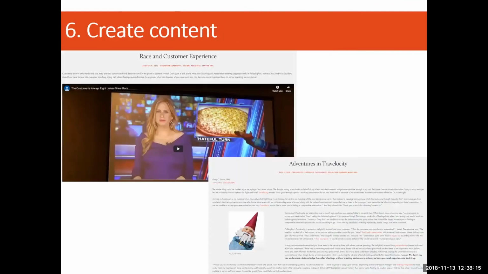Creating content becomes really important as well, because if all we're doing is talking to one another or talking to ourselves, then what good does that do? And the idea of creating content is actually pretty simple. And I have two examples here. The one on race and customer experience, I gave a presentation at ASA in Philadelphia over the summer in August, and I just recorded my talk and put it on my blog.